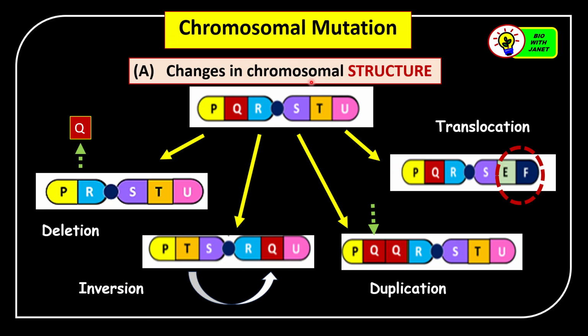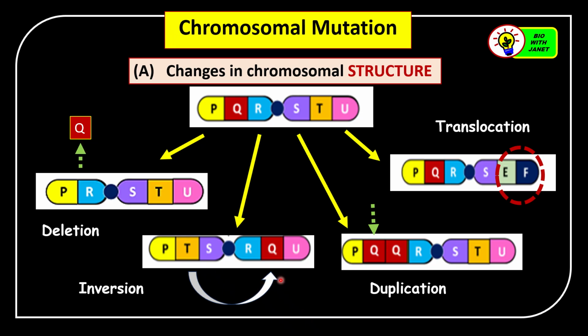So first we're going to discuss the first type of chromosomal mutation, which causes changes in the chromosomal structure of a particular chromosome. The changes in chromosomal structure are sometimes called chromosomal aberration. There are four types of chromosomal aberration that we are going to study: D-I-D-T, or "ditten". First is deletion, where a segment of the chromosome is lost, like the segment Q is cut off and removed.